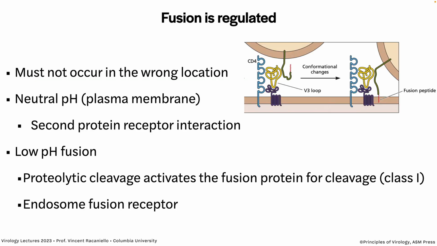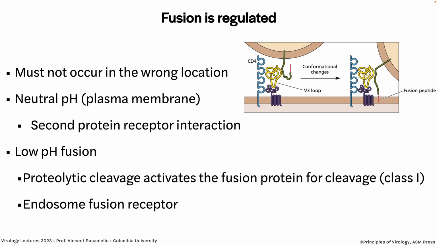So one of the key takeaways that I want you to get from all this is that fusion has to be regulated. It can't happen in the wrong place, because if viruses are bumping around into membranes all the time, they would fuse non-productively. So how do you regulate fusion? Well, at the plasma membrane, where there's no pH drop, as we see in endosomes, you need a second receptor interaction. So here it's shown for HIV, which is using a second receptor. And in the endosome, we depend on low pH to catalyze fusion.